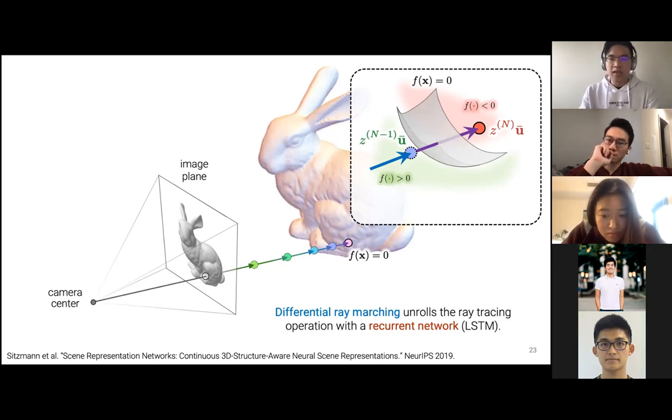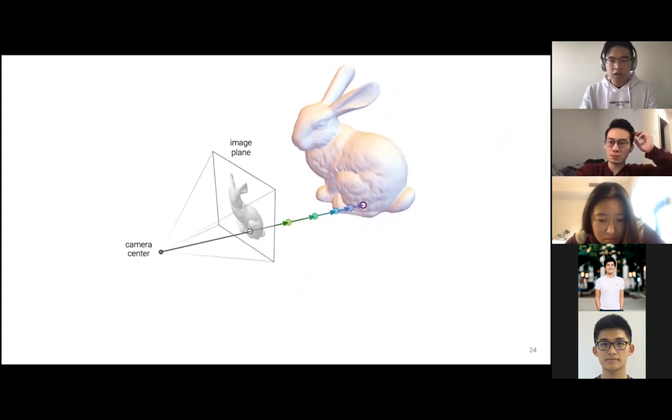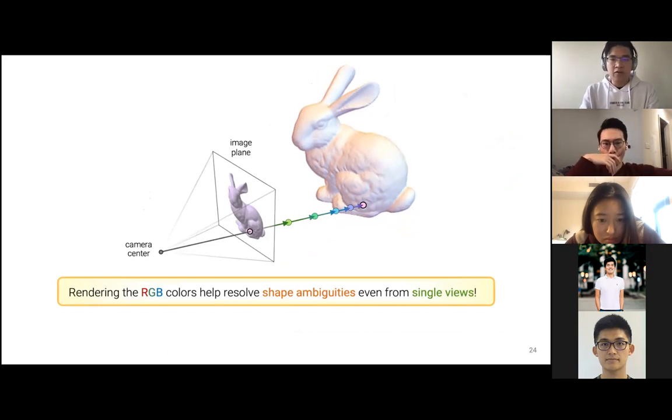Then we can use some root finding algorithms to solve for where this f of x equals zero should be. One very simple example is to use the bisection method to iteratively solve for where the actual 3D point lies on the implicit surface of the zero level set here. So we use this bisection method to find a zero crossing, and then we can predict the colors from this zero crossing to render the color pixels of the corresponding 3D point.